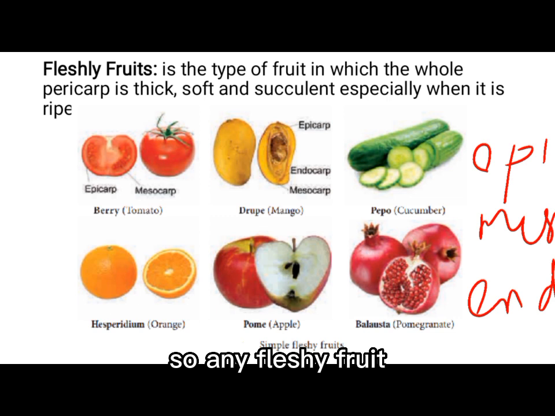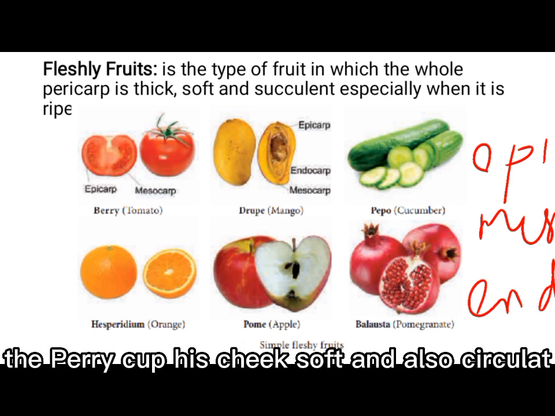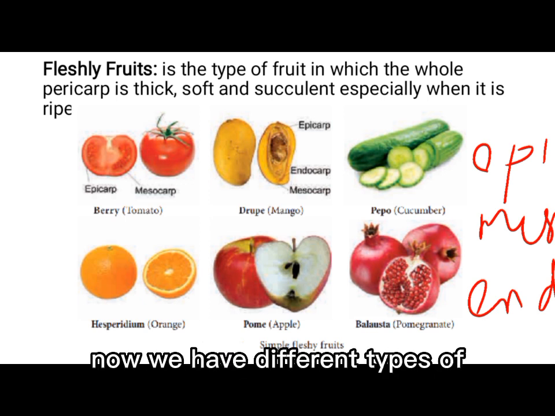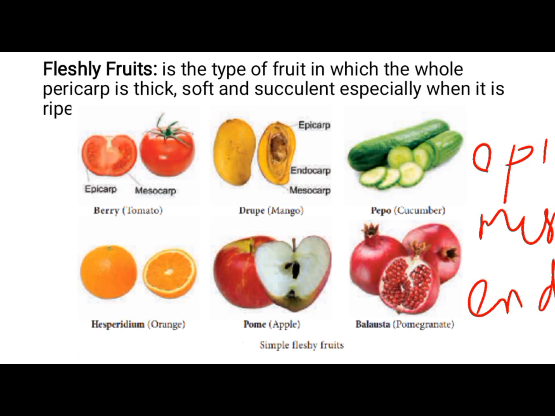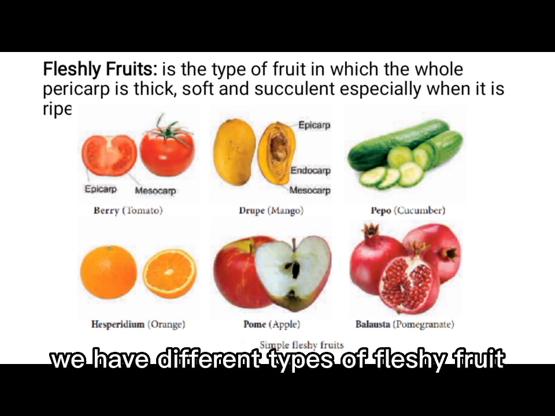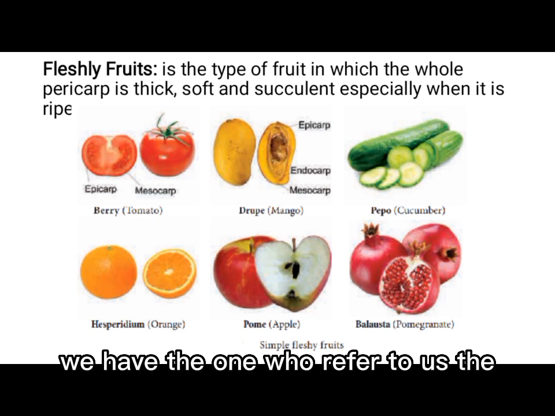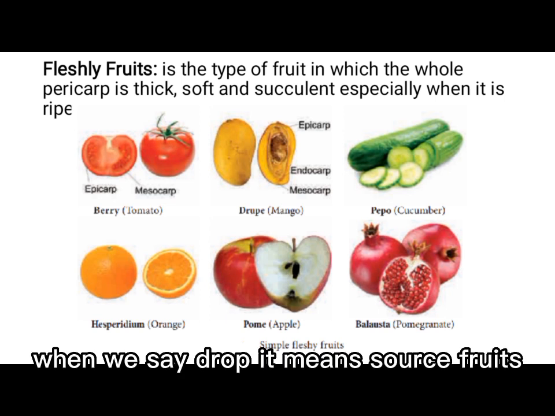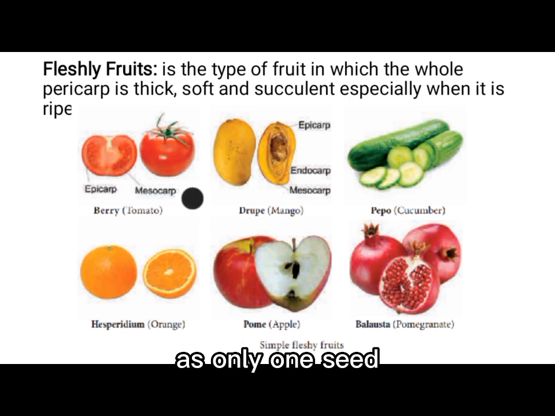So in a fleshy fruit, the pericarp is thick, soft, and also succulent, especially when it is ripe. Now we have different types of fleshy fruit. We have the one we refer to as the drupe. When we say drupe, it means such fruit has only one seed, and the seed is hard.